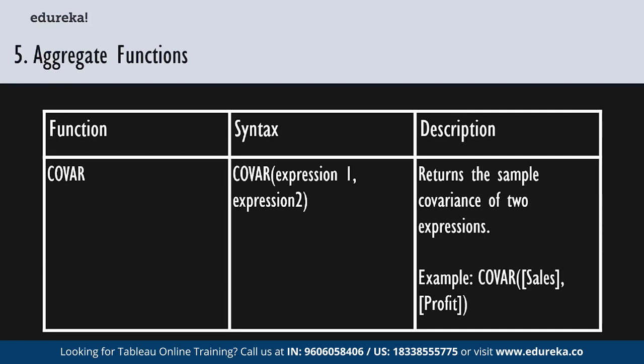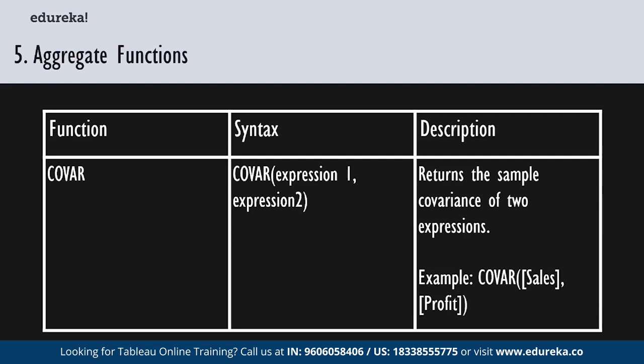Then we have the covariance expression. This basically returns the sample covariance of two expressions. Covariance basically quantifies how two variables change together. A positive covariance indicates that the variables tend to move in the same direction, when a larger value of one of the variables tends to correspond to a larger value of the other variable on average.